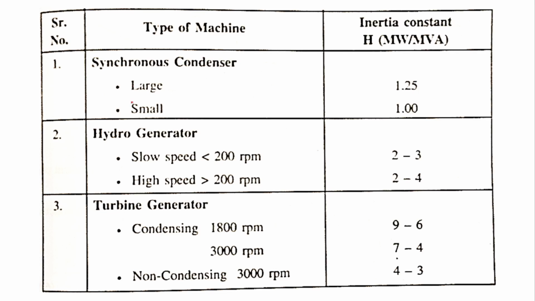So these are some of the inertia constant values for different types of machine. The inertia constant varies from 1 to 9, depending on the type of machine, clear. So you can note that these are the inertia constant values for different types of machine.